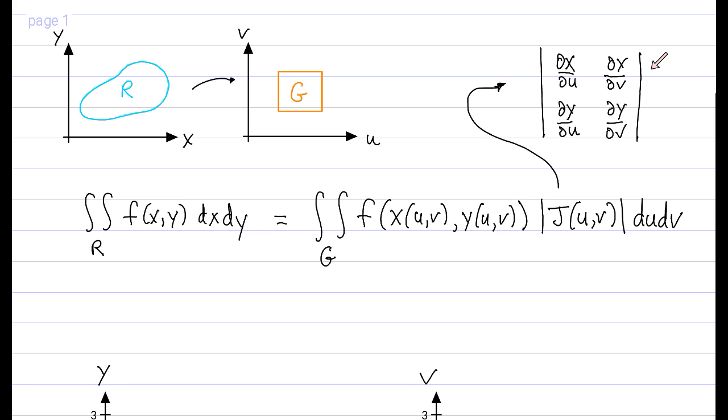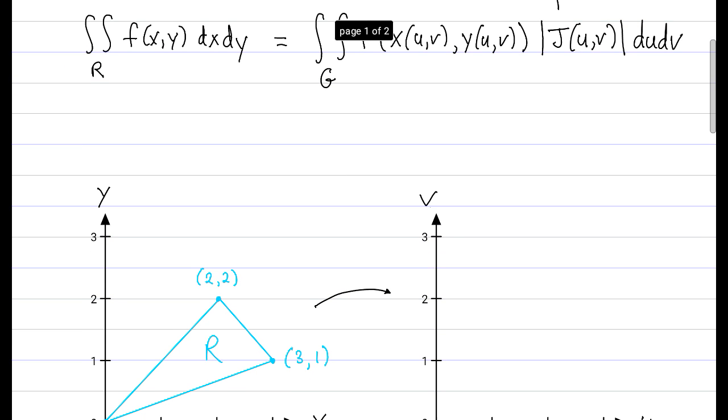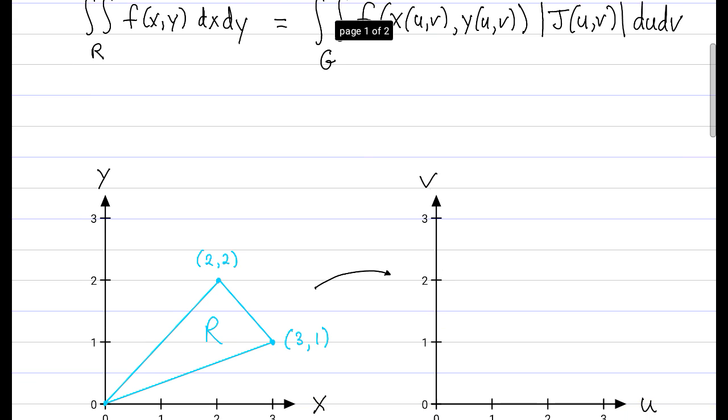The first thing we're going to have to do, of course, is calculate the transformation and then take these partial derivatives. Take that determinant, that's what goes in here. So that's really the only extra piece. Of course, these bounds here are very different than the bounds here, right? Hopefully, these bounds are much simpler than these bounds. Okay, let's do a concrete example. This will make things a lot clearer, I hope.